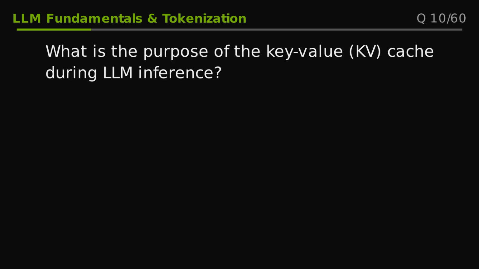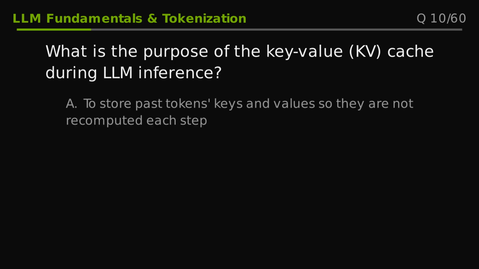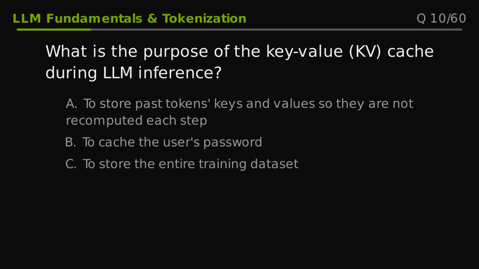Question 10. What is the purpose of the key-value cache during inference? Option A. To store past tokens' keys and values so they are not recomputed each step. Option B. To cache the user's password. Option C. To store the entire training dataset. Option D. To compress the model weights.